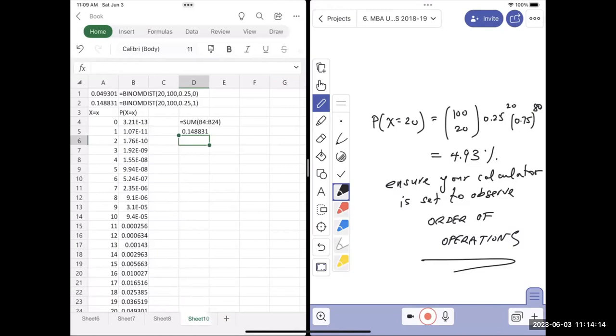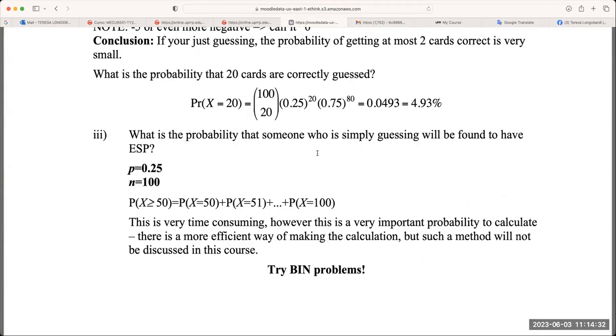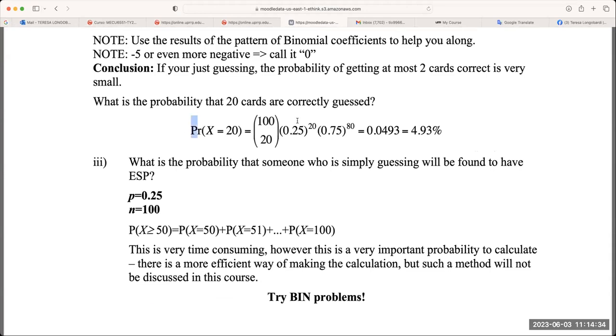Okay, so let's solve some problems. Oh, wait, let me do the last one in the notes. So we calculated for 20. We used the non-cumulative on Excel and got 4.93. We also put it in our calculator and got the same answer. So that was nice.